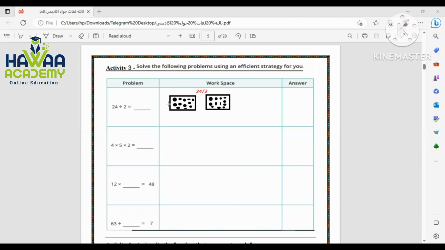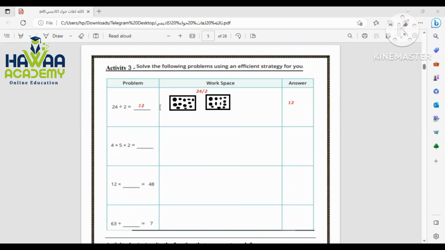Okay, let's count in each box how many apples we have. 1, 2, 3, 4, 5, 6, 7, 8, 9, 10, 11, 12. So in each box we have 12 apples. So 24 divided by 2 equals 12. The answer will be 12.